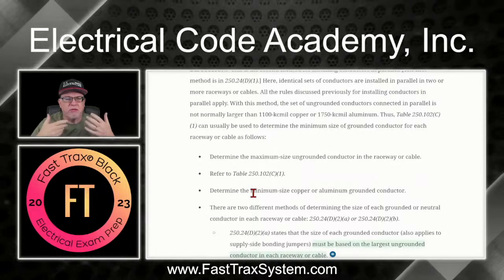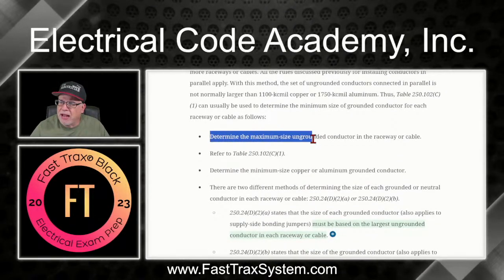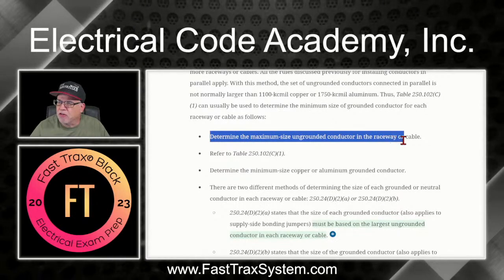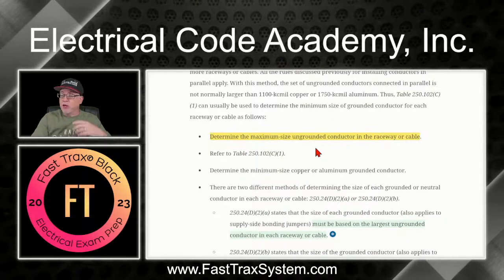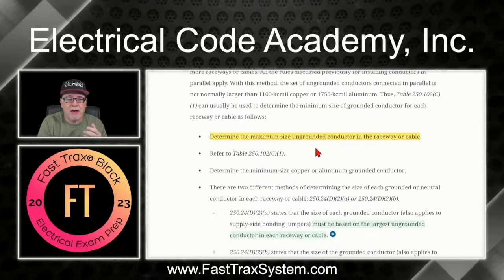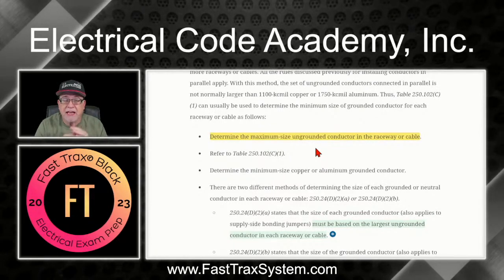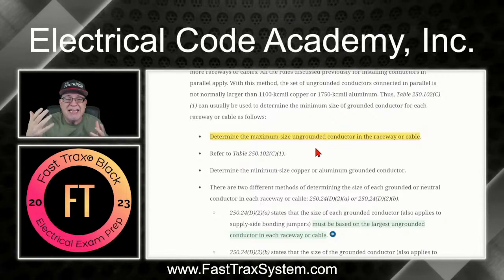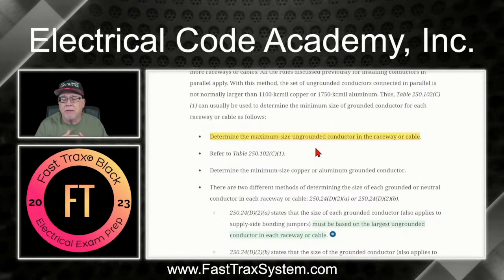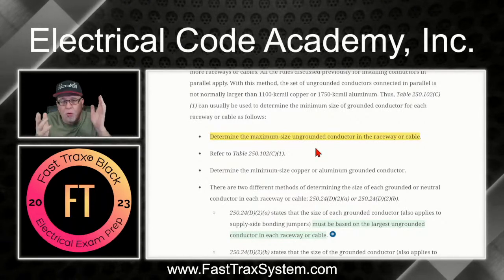All right, so what's the real world sequence here? Well, first we have to know what the maximum size of our ungrounded conductors is in this cable or raceway. How do we do that? We do a load calculation and we size those hot ungrounded conductors. And if we need to parallel them in order to get the amount of ampacity that we need, we do that. But we're going to parallel them in separate raceways. That's the whole thing here.